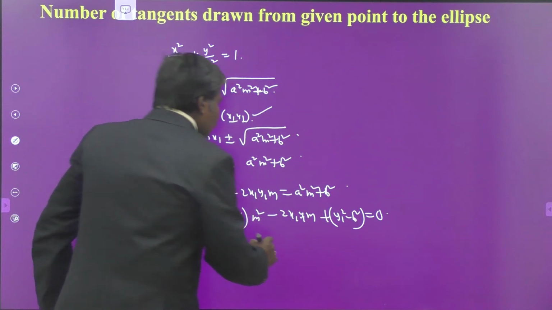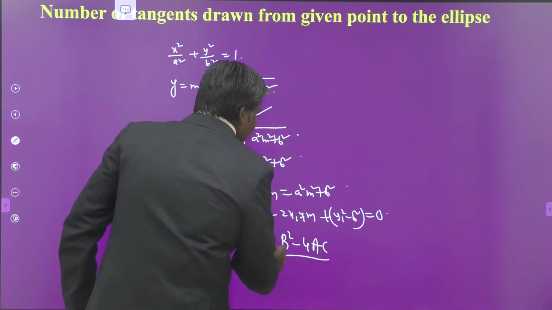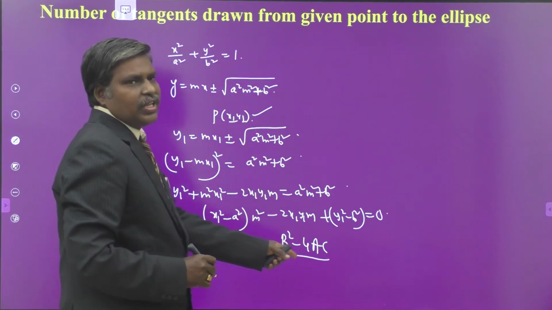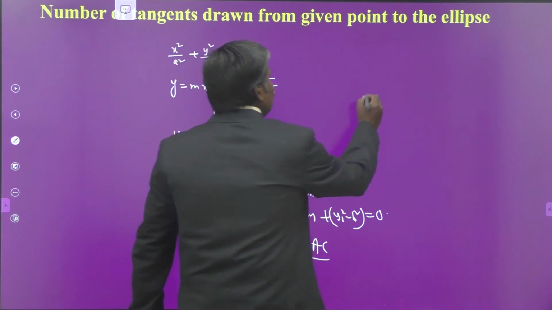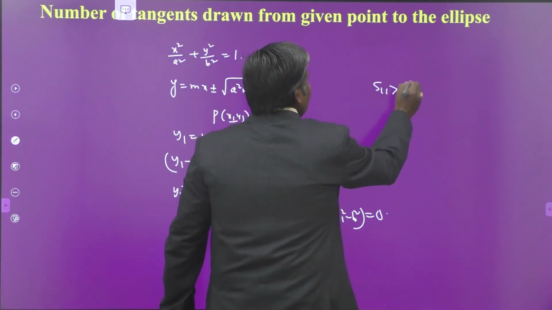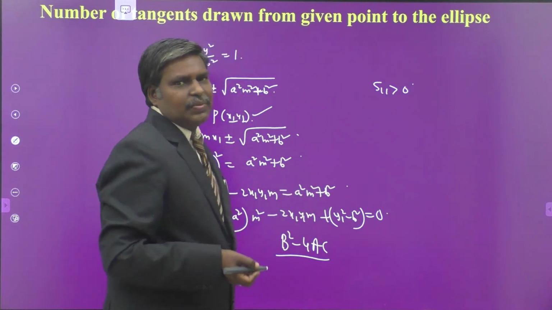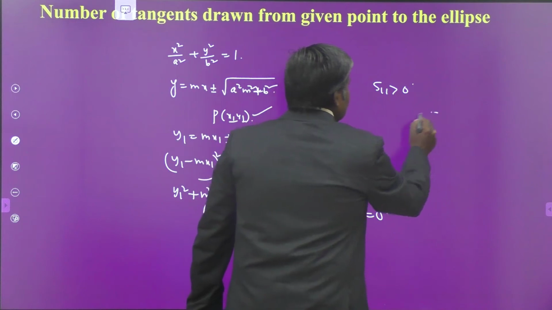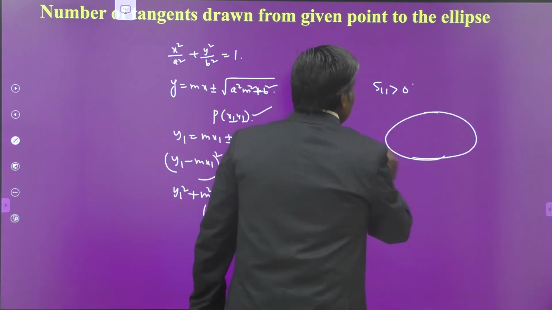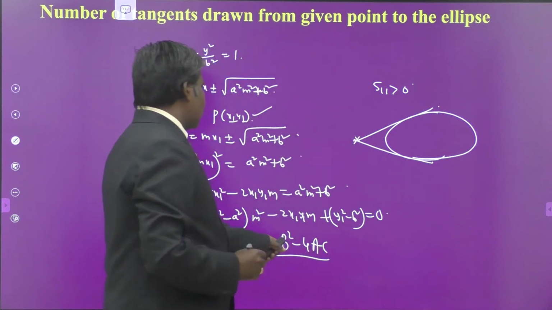So the entire story depends upon what? b² − 4ac. If you calculate the value of b² − 4ac, that becomes S11, my dears. So S11 greater than 0: the point is outside. That means two tangents can be drawn from your point to the ellipse. It is happening only when your point is outside. You can find b² − 4ac.